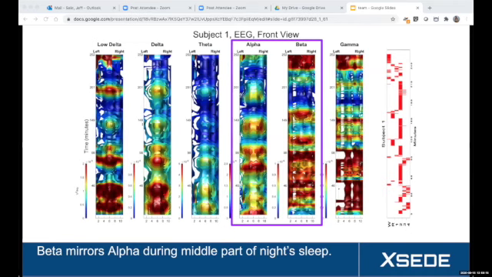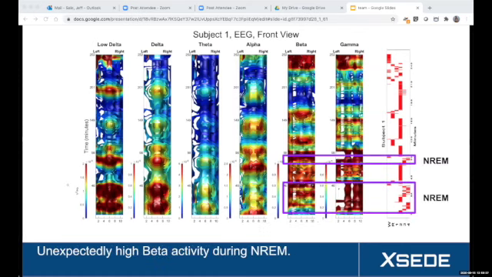And on this slide, highlighted in the rectangle, alpha and beta appear to mirror each other, especially during the middle part of the night's sleep. And we didn't observe this with other subjects. So this is really interesting. Often alpha and beta will look a lot more similar. But we can see, especially during the middle part of the night's sleep, what's blue in beta is reddish in alpha and vice versa. There's a lot more going on in these data sets beyond that.